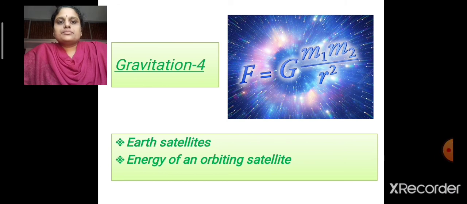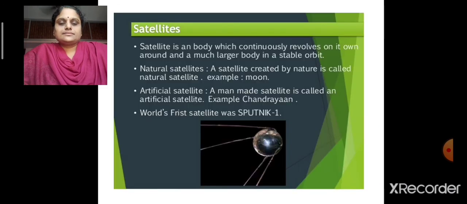Let us discuss something about Earth satellites and energy of an orbiting satellite. We have already studied that a satellite is an object which continuously revolves on its own around a much larger body in a stable orbit.